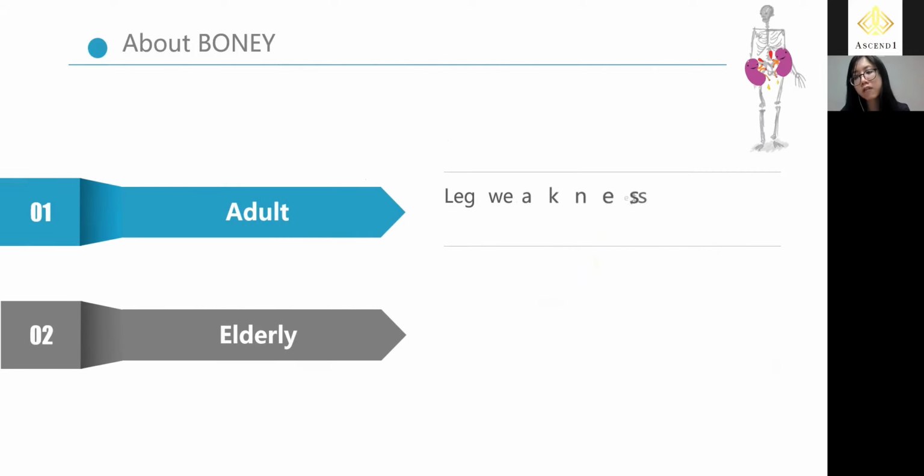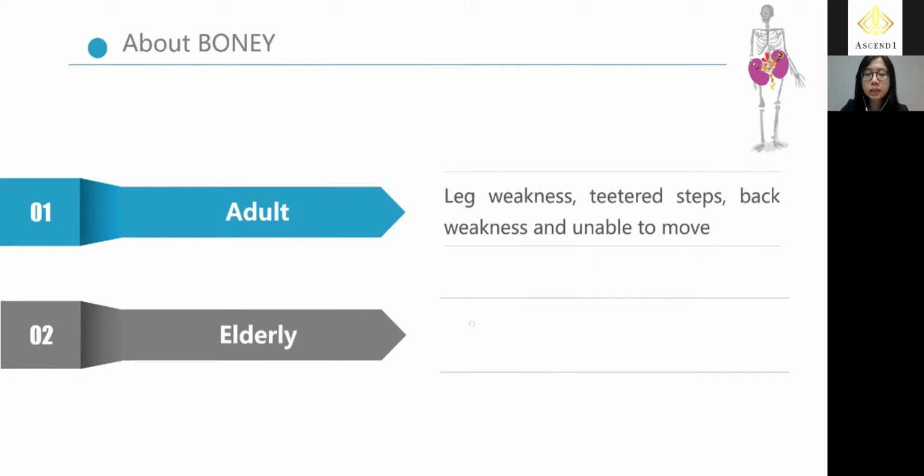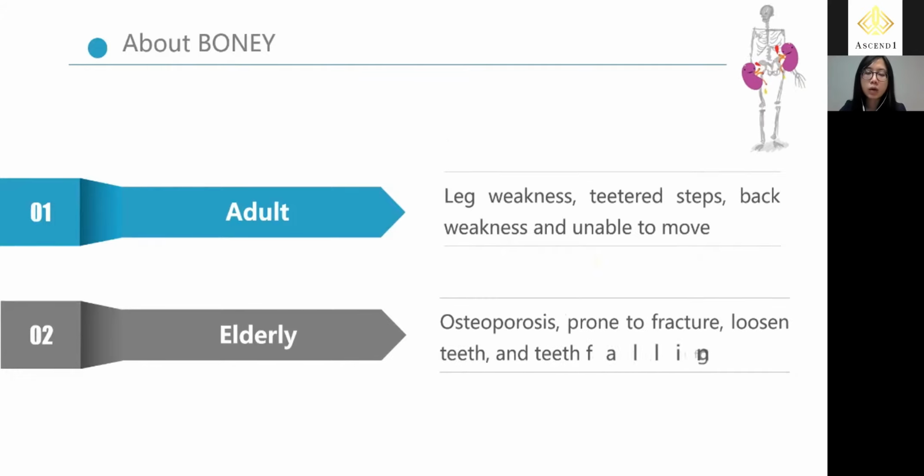So for adults, if they have weak bones, there are some symptoms that can be seen in their daily life, which means that their legs always have no strength, have some weakness, and they cannot walk properly, and they always have back ache, or even more seriously, they cannot move properly. And for the elderly, if their bones are unhealthy, then they might develop some bone diseases. The most common ones are osteoporosis and osteoarthritis, and their bones are prone to fractures, and even their teeth will be affected, like the teeth loosening and falling off. These are examples of an elderly person with health problems in their bones.